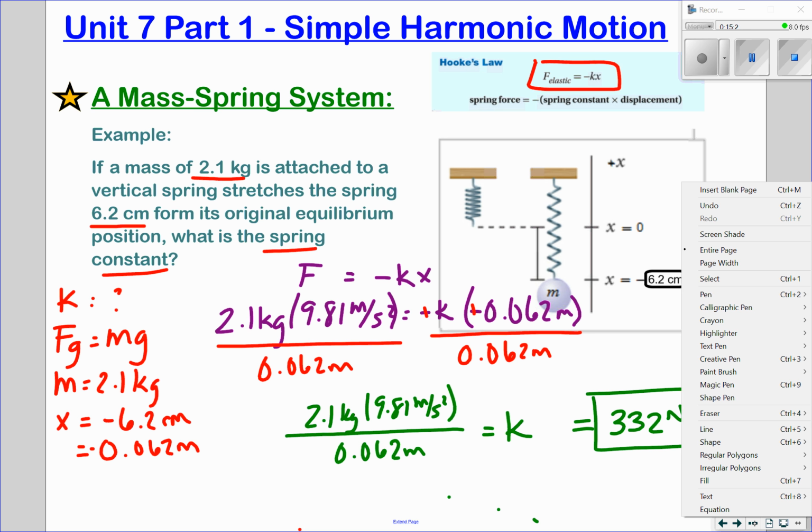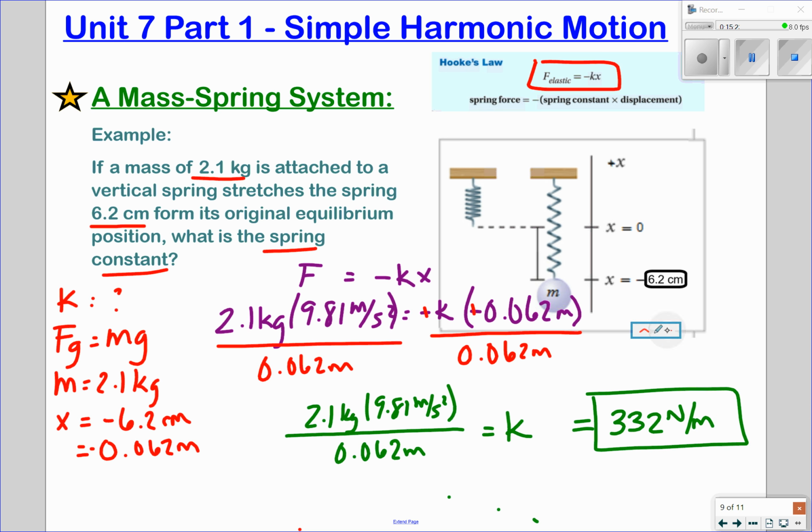Pay close attention to this unit here. You're going to get some problems later in your homework that give you values with this Newton per meter unit. I know that's not necessarily something familiar from a previous formula, but just understand that that represents the K value.